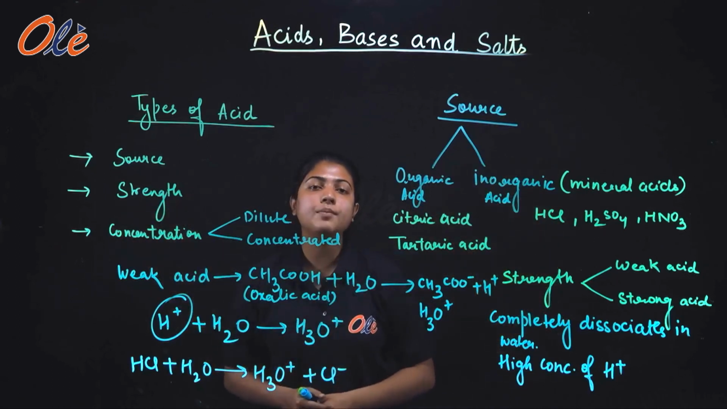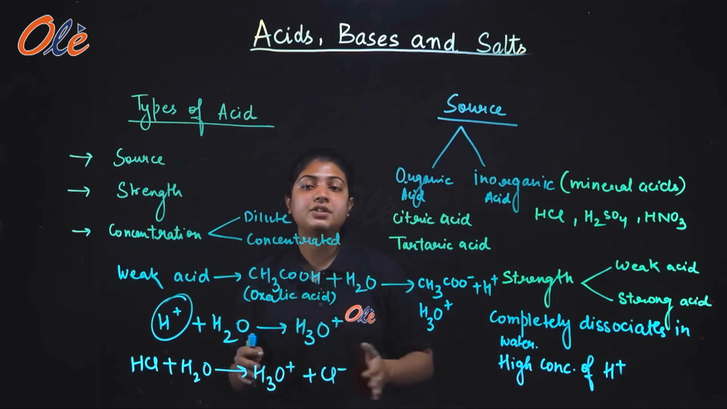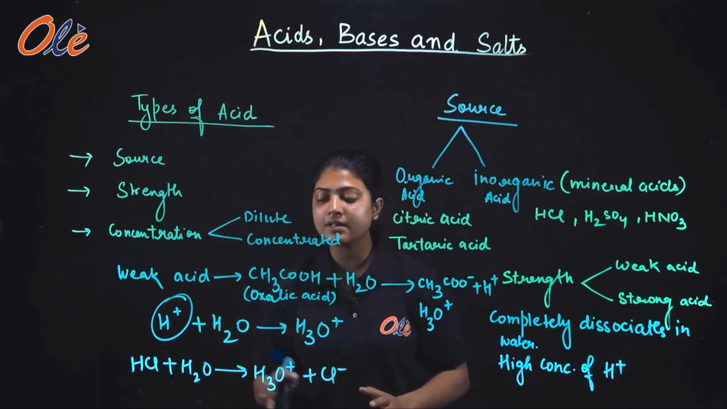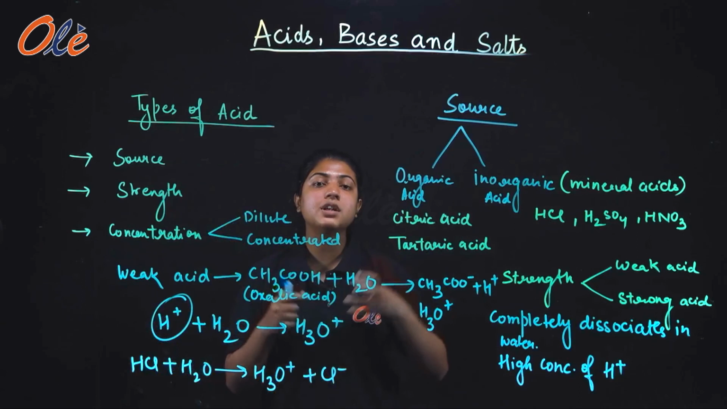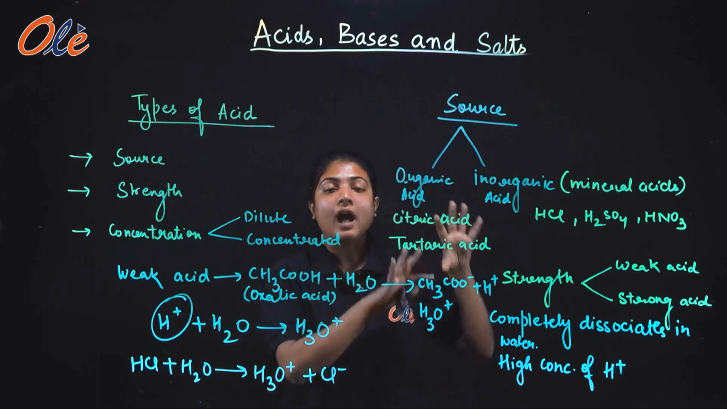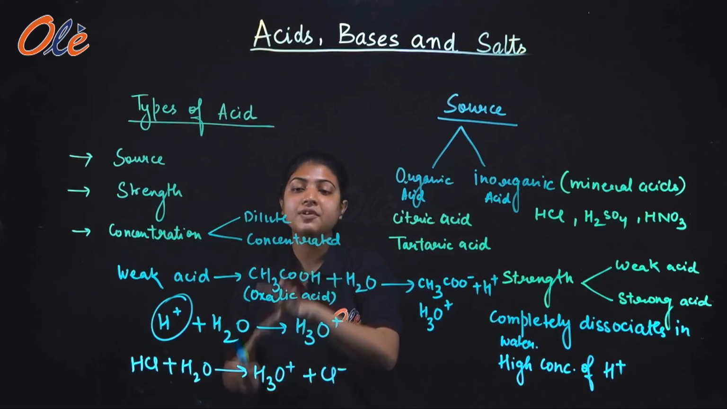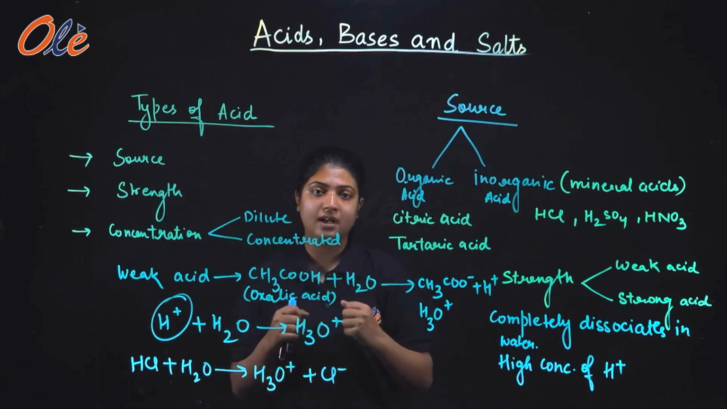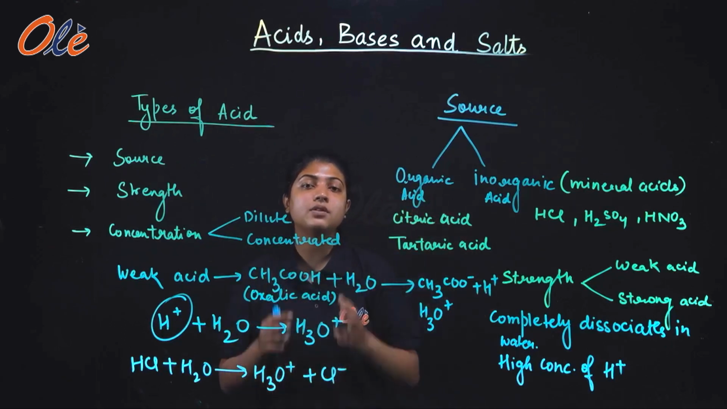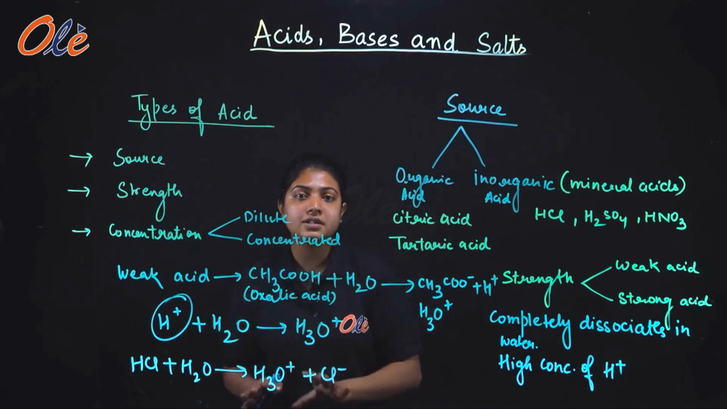Now, third, on the basis of concentration, the acids can be differentiated into dilute acid and concentrated acid. What is a dilute acid? Whenever the percentage of water is higher in the given aqueous solution of acid and water, it will be known as dilute acid. Whereas if the concentration of acid is higher in the given solution, that will be known as concentrated acid. These are some of the characteristics of acid.